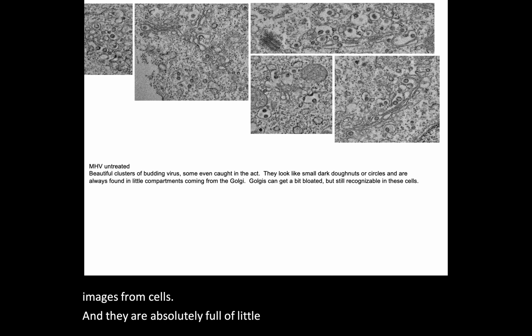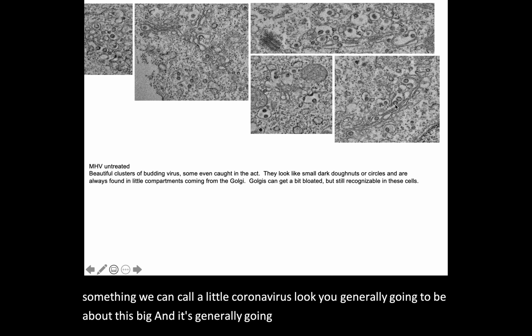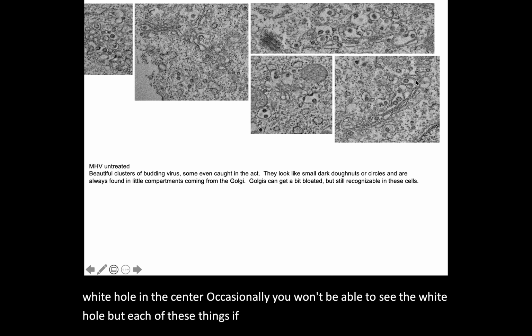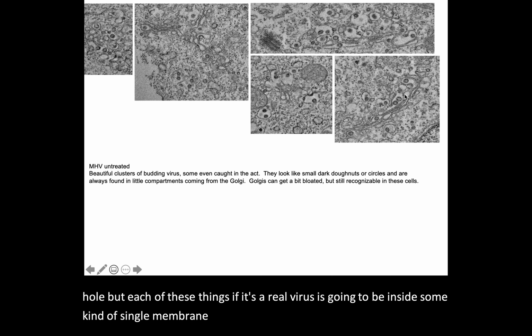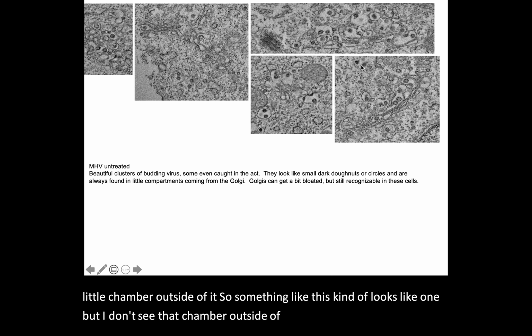So to be a little coronavirus, you're generally going to be about this big, and it's generally going to look like a donut with a little white hole in the center. Occasionally you won't be able to see the white hole, but each of these things, if it's a real virus, is going to be inside some kind of single membrane vesicle. So there's going to be a little wall, like a little chamber outside of it. Something like this kind of looks like one, but I don't see that chamber outside of it, so it's actually not a virus.